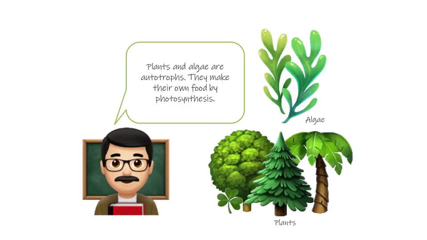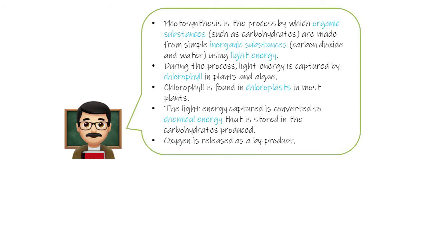Plants and algae are autotrophs. They make their own food by photosynthesis. Photosynthesis is the process by which organic substances, such as carbohydrates, are made from simple inorganic substances, carbon dioxide and water, using light energy. During the process, light energy is captured by chlorophyll in plants and algae.